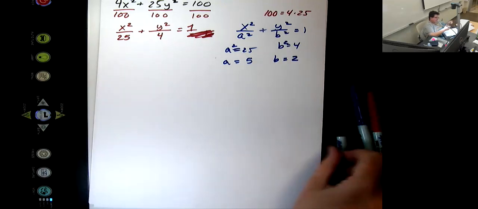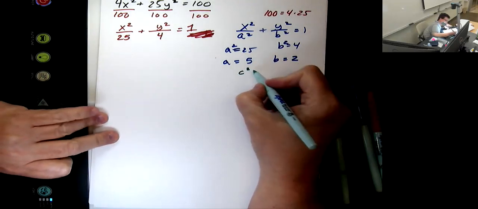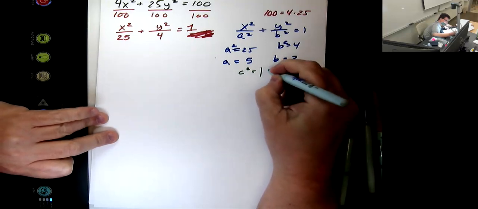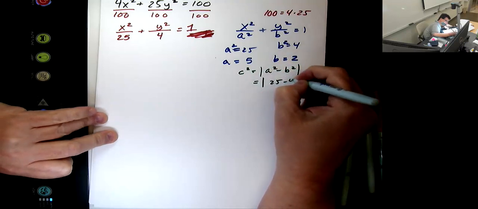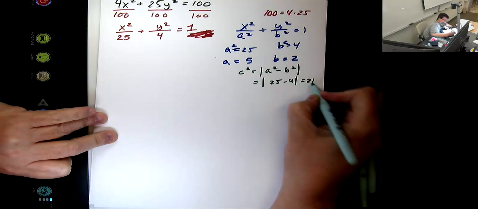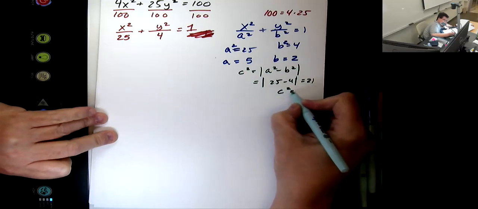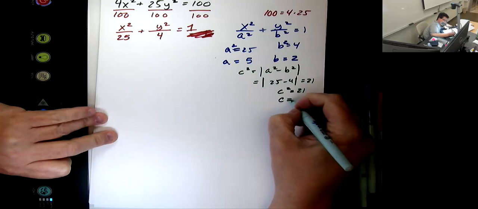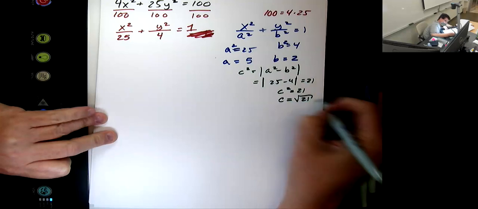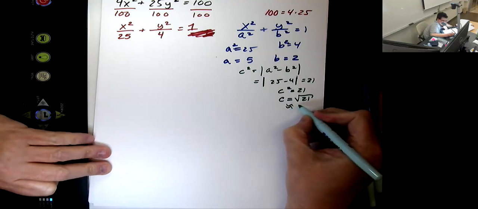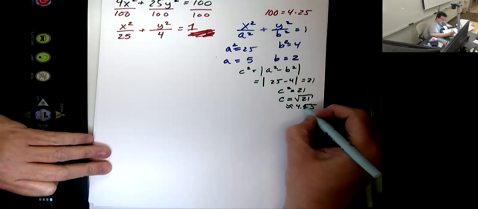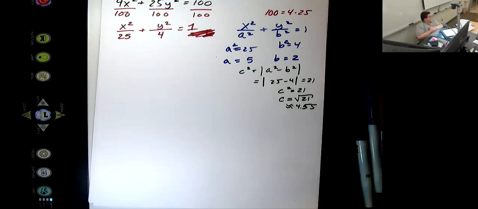That c we were talking about: c squared is the absolute value of a squared minus b squared, which is the absolute value of 25 minus 4, which is 21. So c squared equals 21, so c is the square root of 21. Which is about, I don't know, 4.55 maybe. I'm estimating here. It's a little above halfway between 4 and 5.